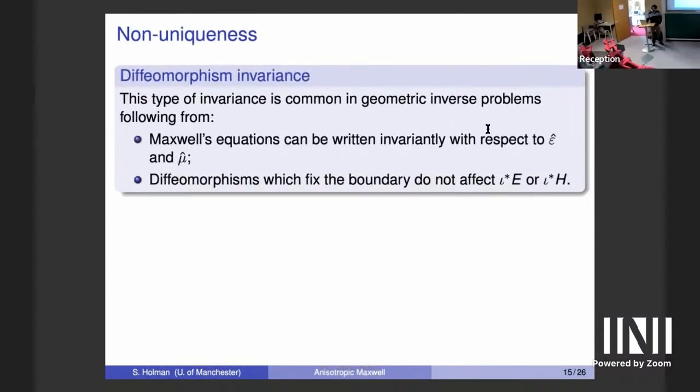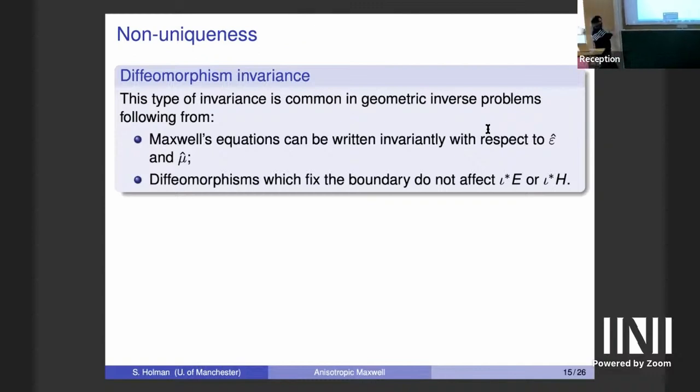The diffeomorphism invariance, if you're familiar, is the fact that you can take a diffeomorphism of M to M that doesn't change the boundary, and that allows you to get non-uniqueness. This is the standard thing that appears in geometric problems. It's really based on the fact that we have the invariant formulation of the equations. And the diffeomorphisms, as long as they fix the boundary, don't affect the boundary data. Contained epsilon mu, in this way, we still have the same kind of equation, and then the tangential components.